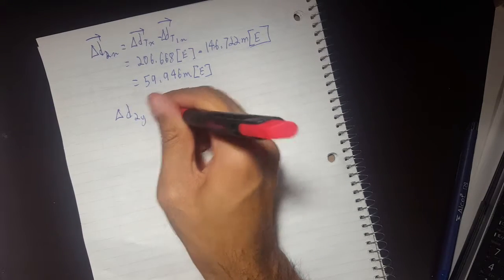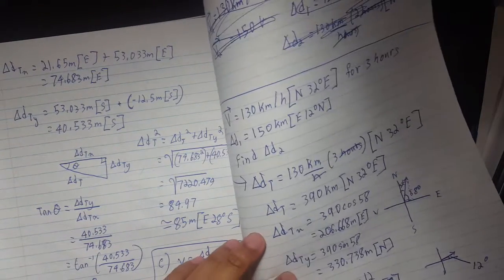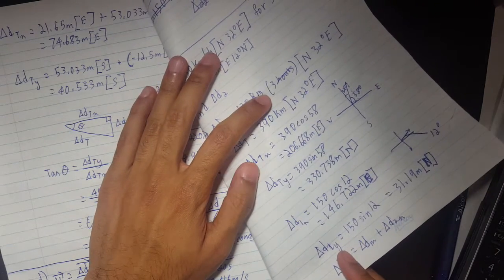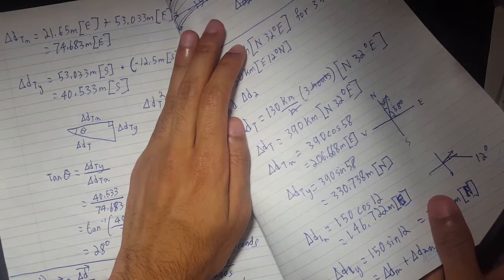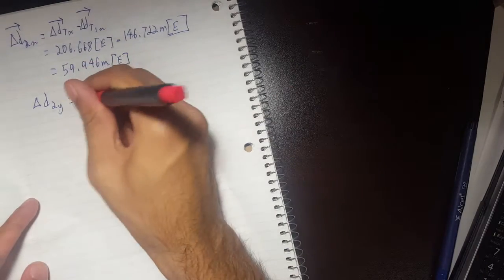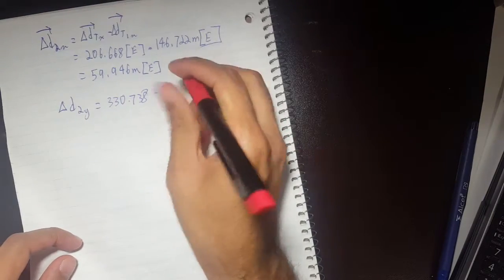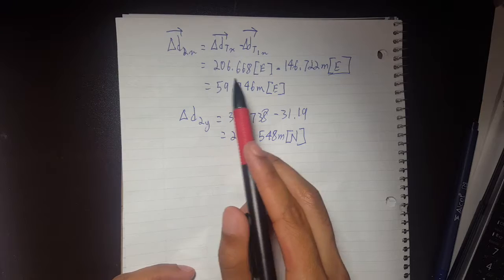Now we can find the y component of the second part. So to do that, we've already calculated the y component for the total, and we can calculate the y component for the first one. So we just subtract both values. So that would be 330.738 minus 31.19. We have the x component and y component of the second displacement.